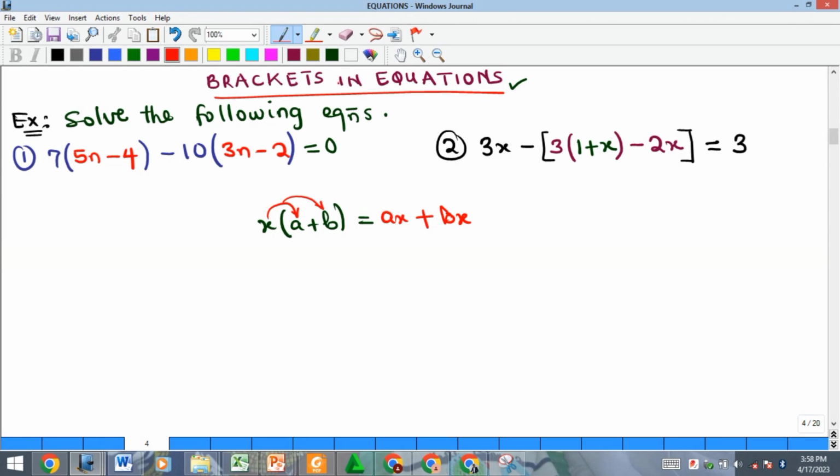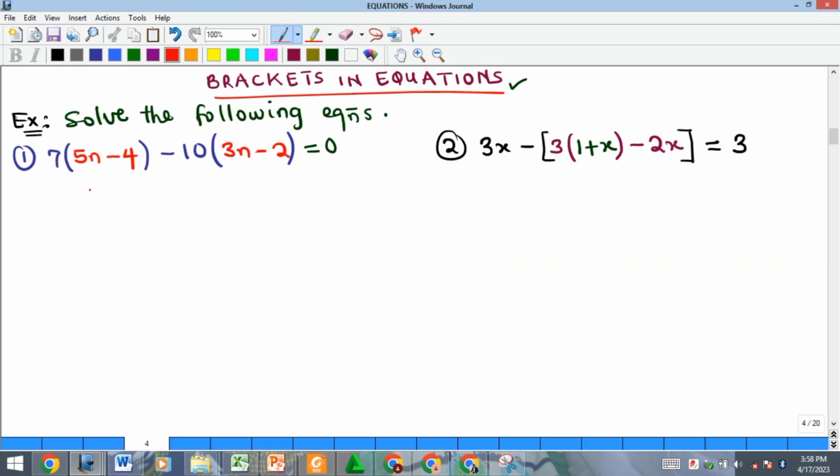So you open the bracket, and then the second thing you require is the collection of like terms, which I also mentioned in our previous video. Collecting like terms means you look for terms that have the same variables, and then you collect them together either by addition or subtraction, and then you simplify. So let's quickly go into it.